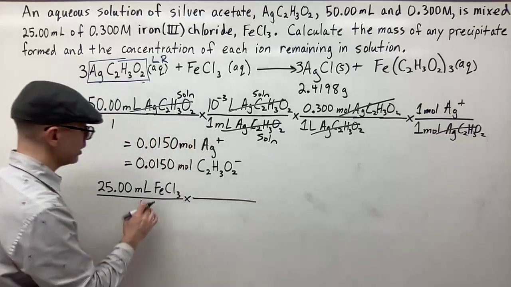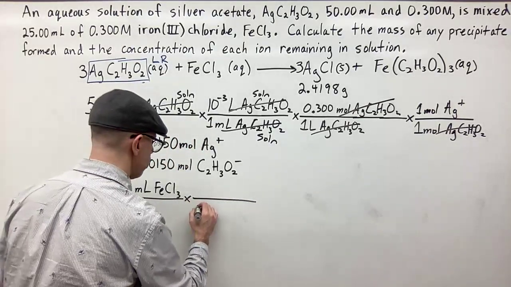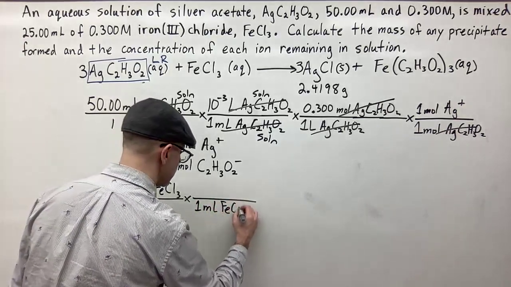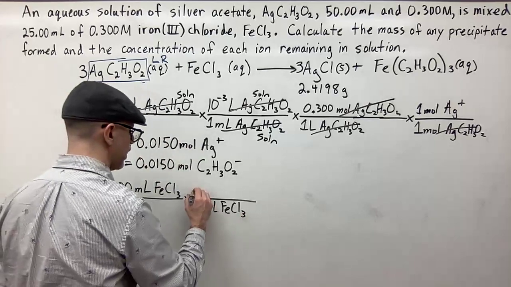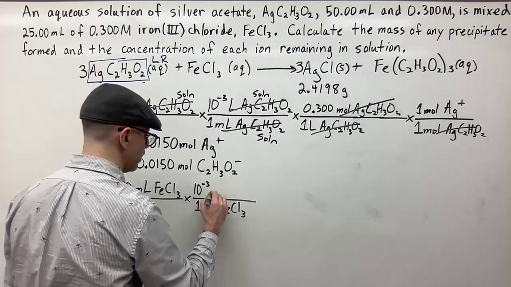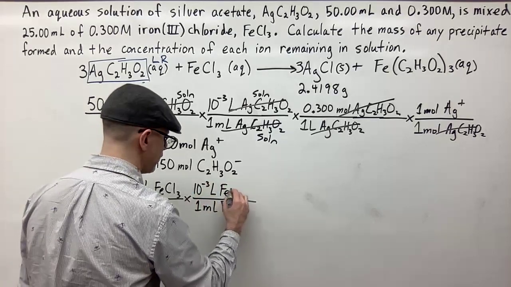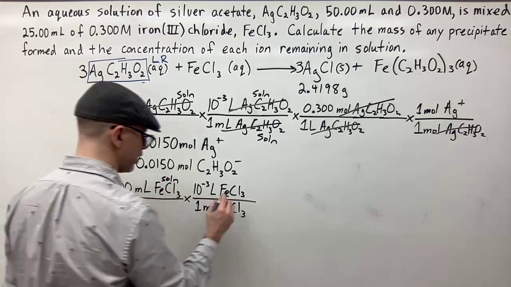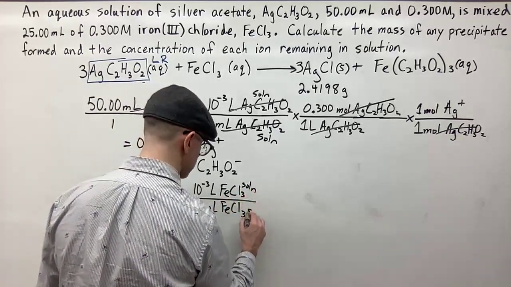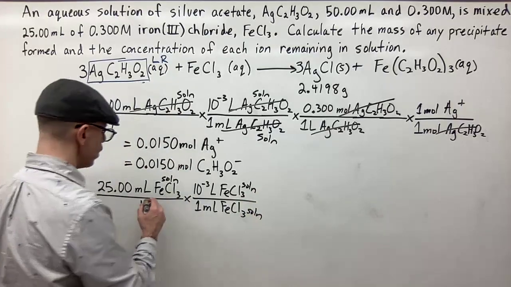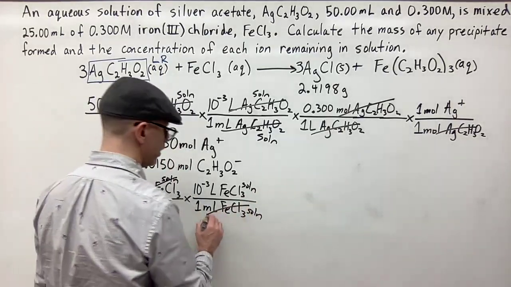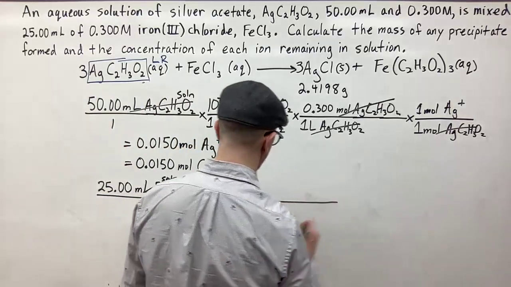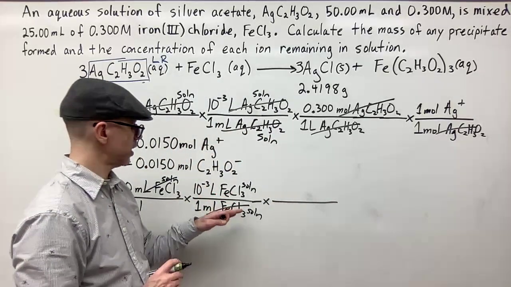We're going to convert this to liters. So on the bottom I have 1 milliliter of FeCl3. On the top I'm going to have 10 to the negative 3 liters of FeCl3. And again, this is solution. We're talking about the solution here. So milliliters of the solution cancel out. Now we have liters. So now I can use the molarity to convert to moles of the solute, FeCl3.